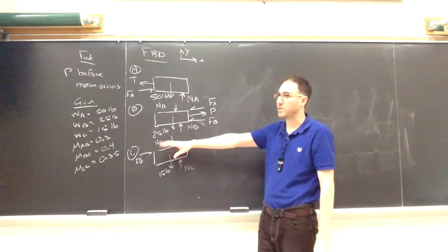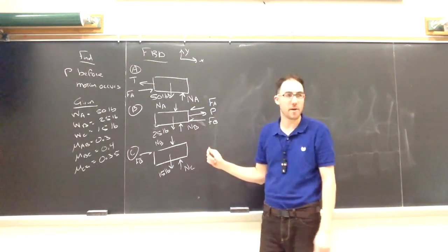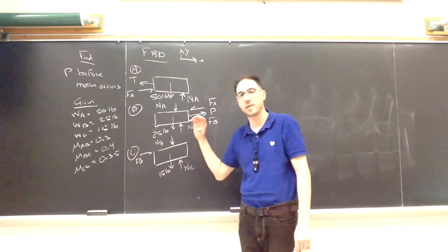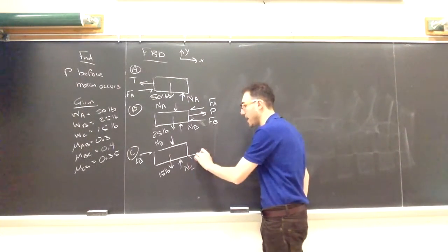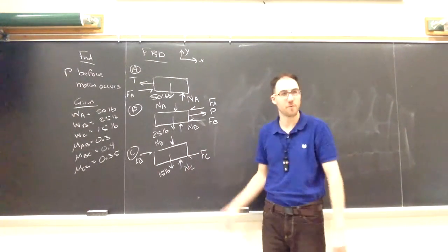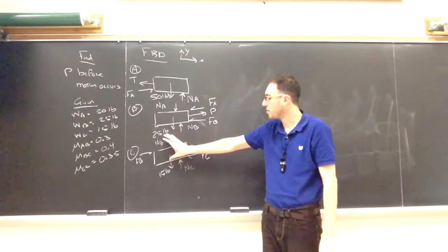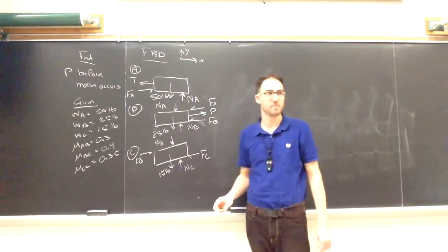And finally, in picture C, the other movement scenario we said was possibly B and C are stuck together and move to the right. So relative to the ground, in picture C, I'll also have a friction force to the left. Because relative to the ground, it would be moving to the right.